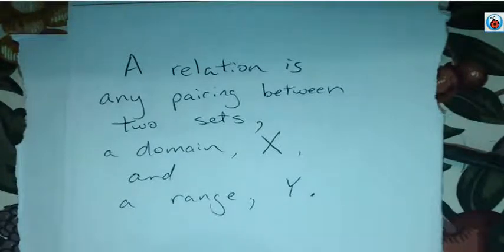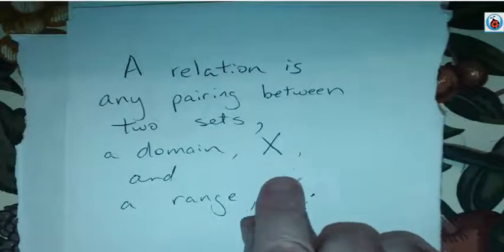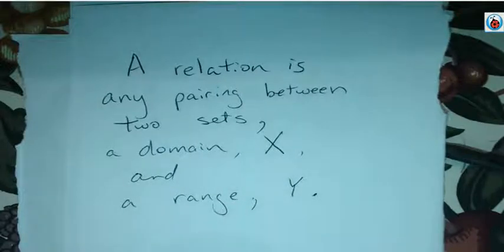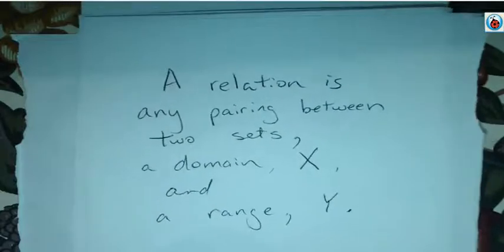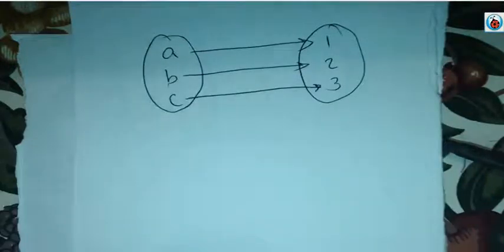One of those sets being a domain, and it's usually represented by the letter X, and the second set being the range, Y. Okay, so let's look at an example, first of all, of three relations. Now, a function is a special type of relation, so these will all be relations, but not all of them will be functions, and we'll see how to tell soon.